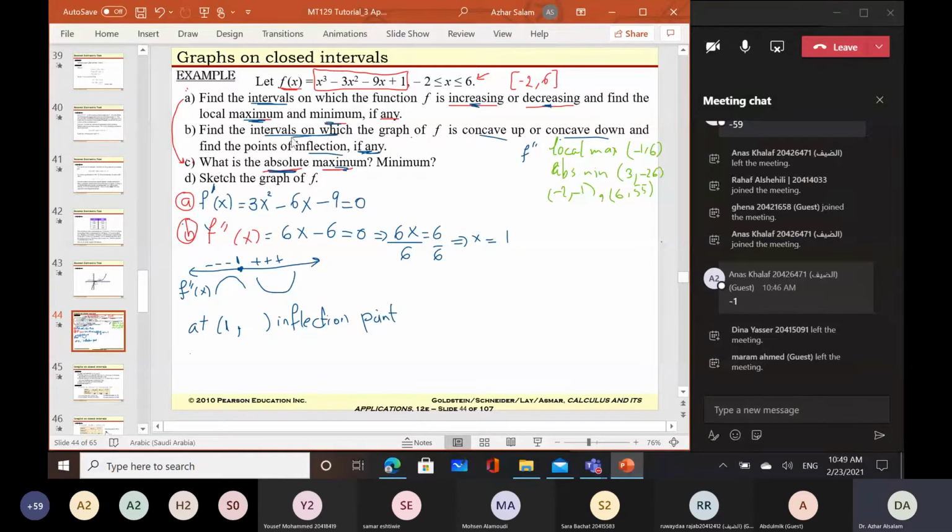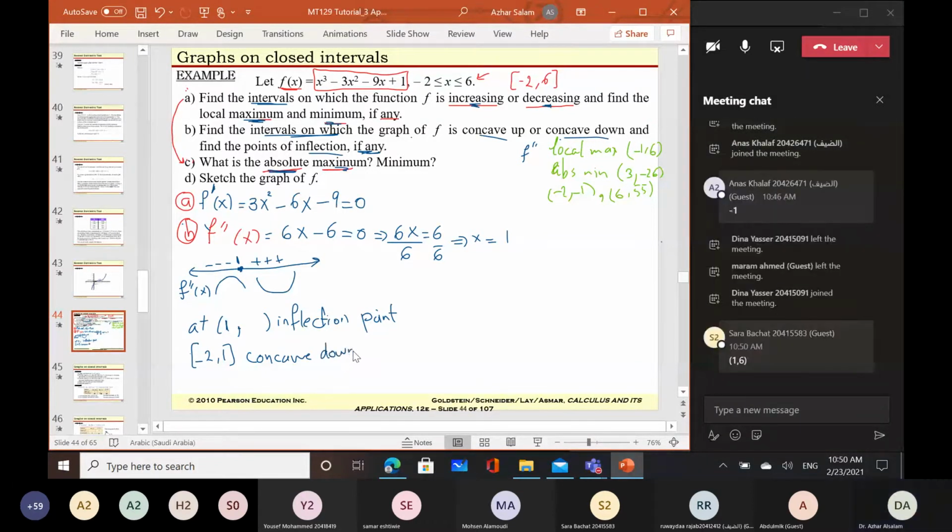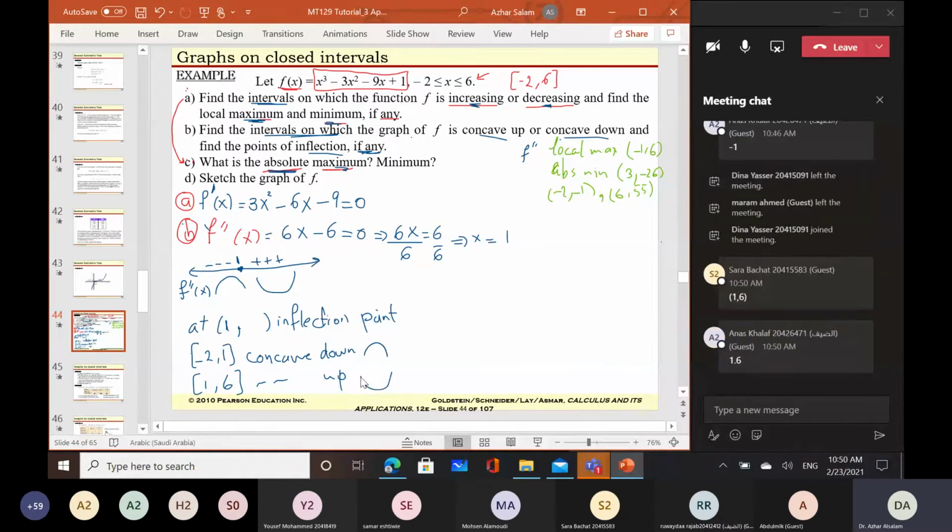And here the intervals of concavity, I have from minus 2 until 1. It will be concave down. I have here minus, so it will be concave down. And from 1 to the second endpoint, which is 6, it will be concave up. Okay, here concave down, and here concave up.